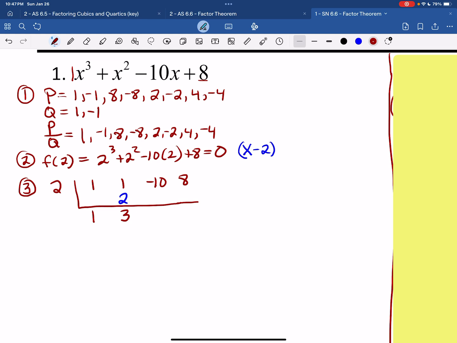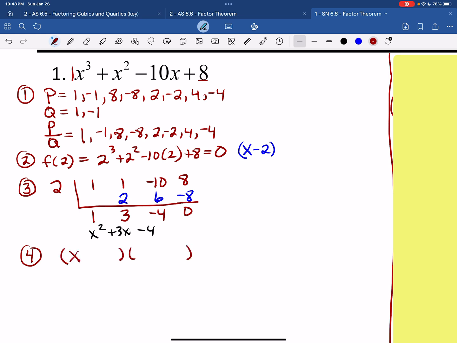And then 2 times 3 is 6. Negative 10 plus 6 is negative 4. And 2 times negative 4 is negative 8. And that adds up to 0. So this is x squared plus 3x minus 4. Then in step 4, we're going to factor that.